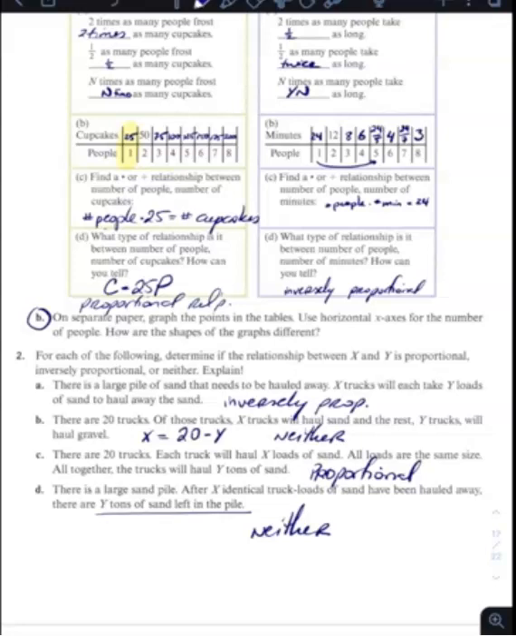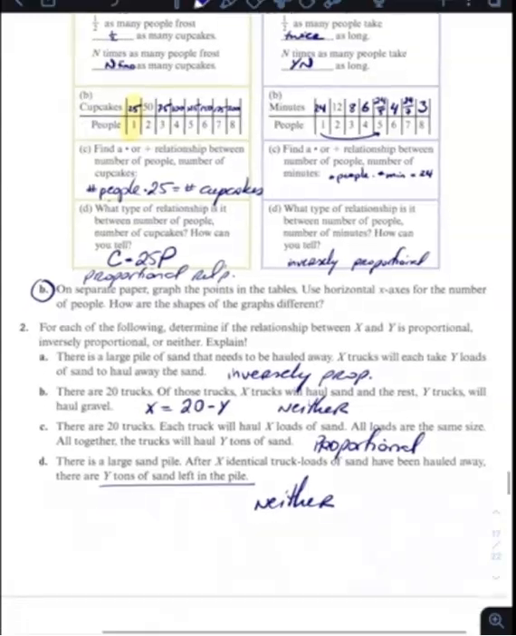With all of these, there could have been different arguments to explain why these relationships are the way they are, whether they're proportional, inversely proportional, or neither.